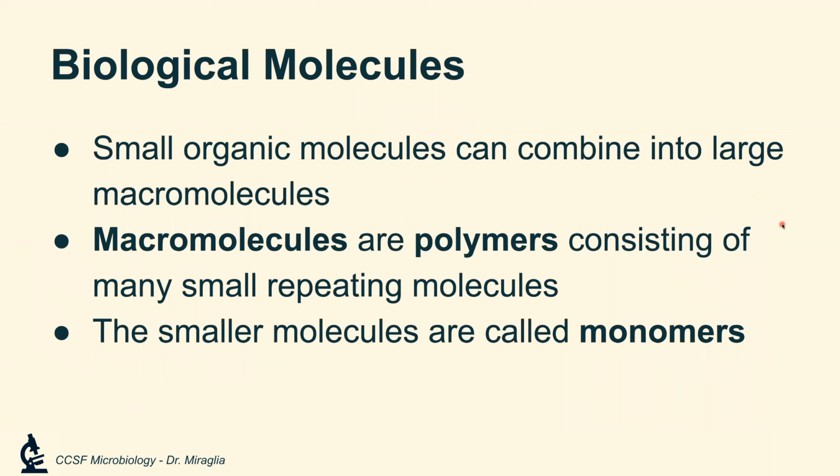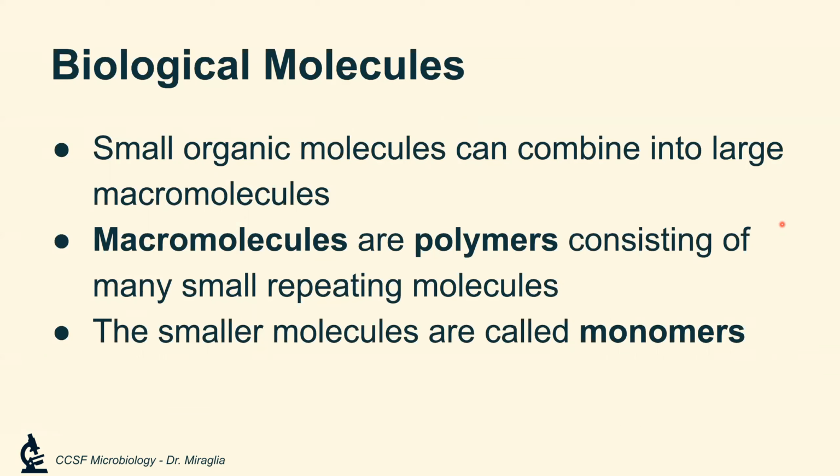All right, what about biological molecules? Well, biological molecules are typically small organic molecules, and oftentimes they can be combined into large macromolecules. So macro meaning large. And we can use some chemistry terms to think about these large biological macromolecules, because the term we use in chemistry is polymers. And you have many repeating molecules that get hooked together. The small repeating molecules are called monomers, and then the large molecule they make is a polymer.